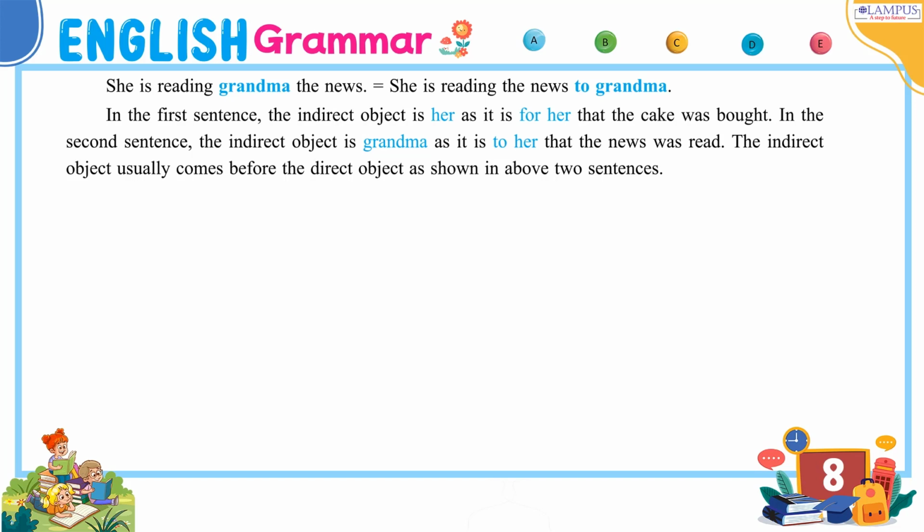In the first sentence, the indirect object is her as it is for her that the cake was bought. In the second sentence, the indirect object is grandma as it is to her that the news was read. The indirect object usually comes before the direct object as shown in the above two sentences.